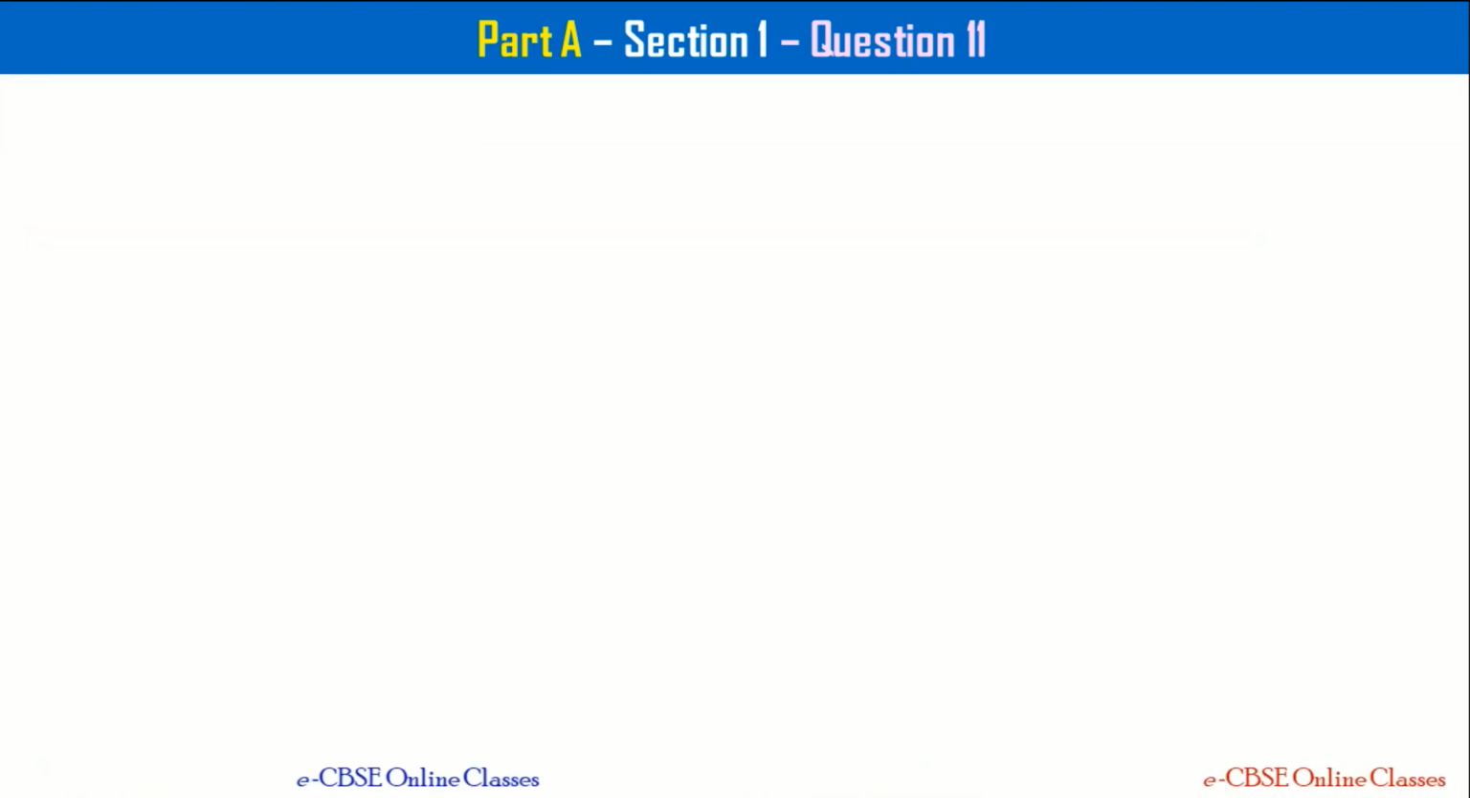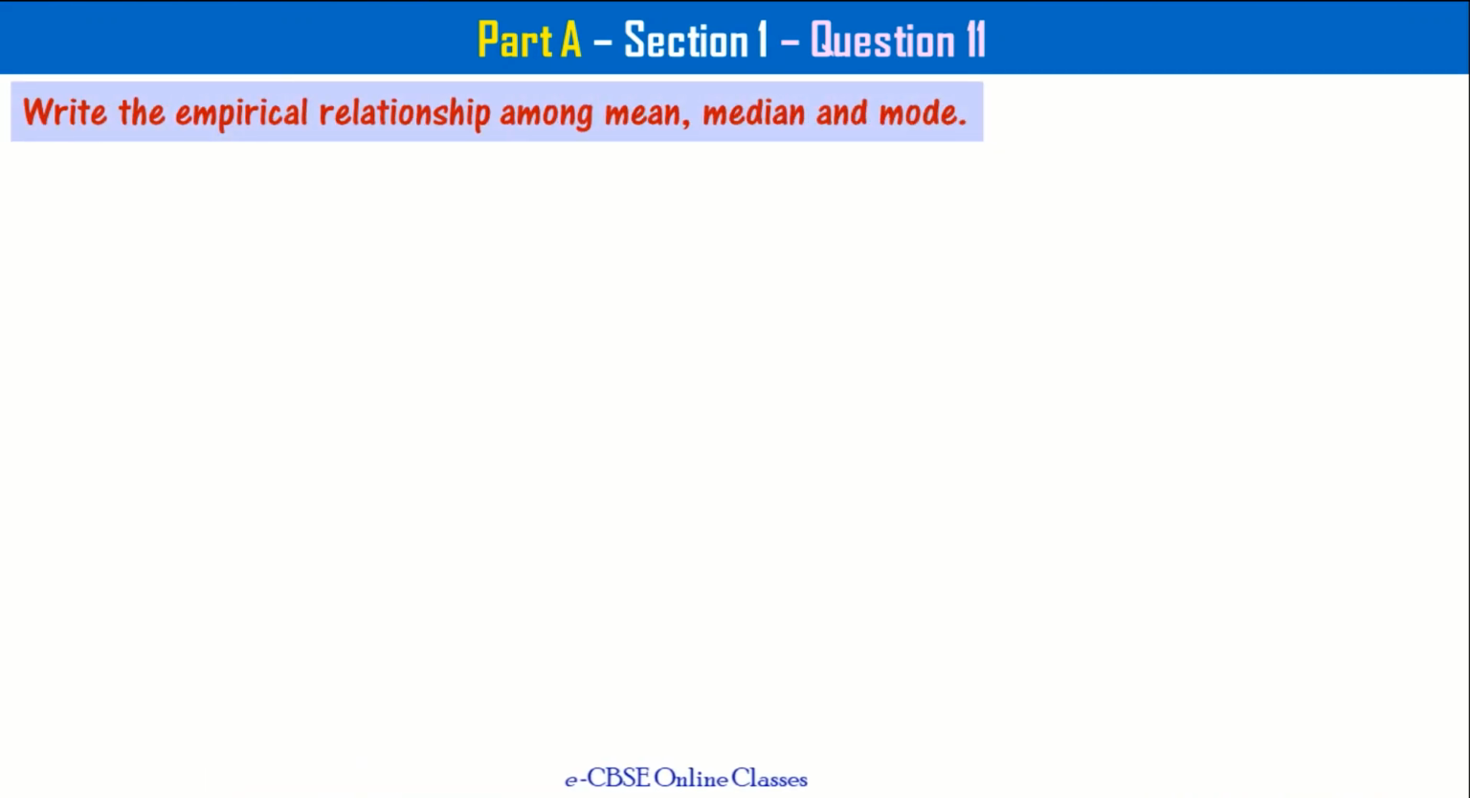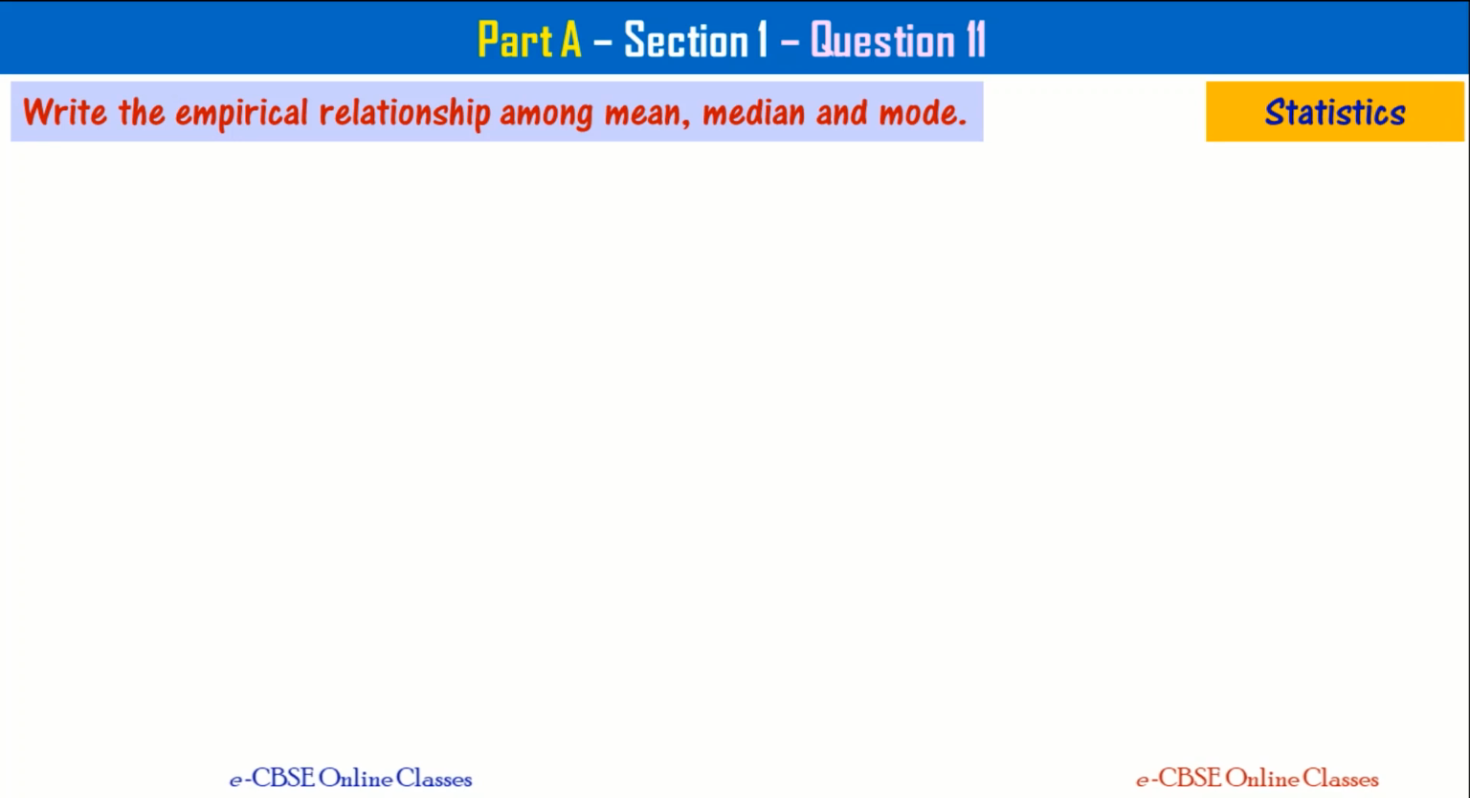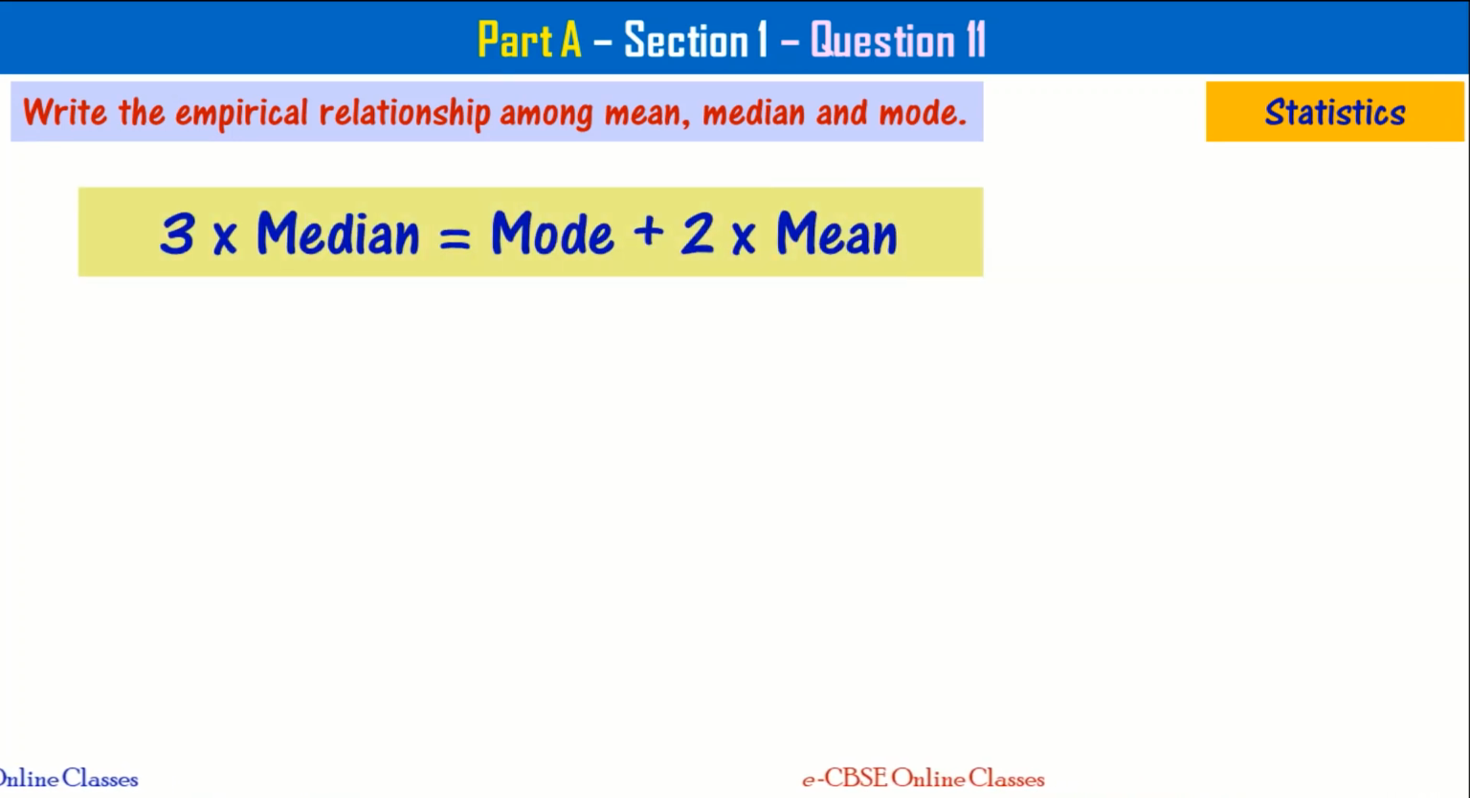Okay, let's take a look at question number 11. Write the empirical relation among mean, median and mode. It is from the statistics chapter. The relation is given as 3 times median equal to mode plus 2 times mean.